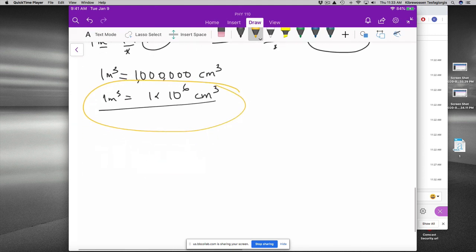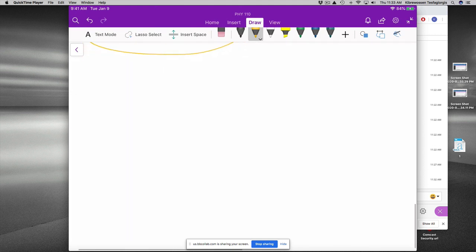But what if we take that same example, not to the extreme, rather just try to do something the other way around? You have 1 centimeter cubed, and how many meter cubed do you have in there?